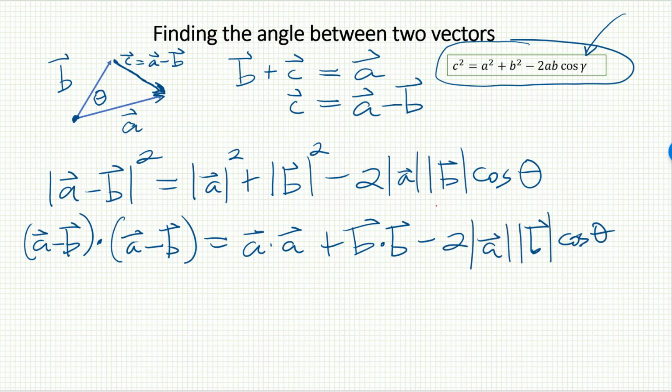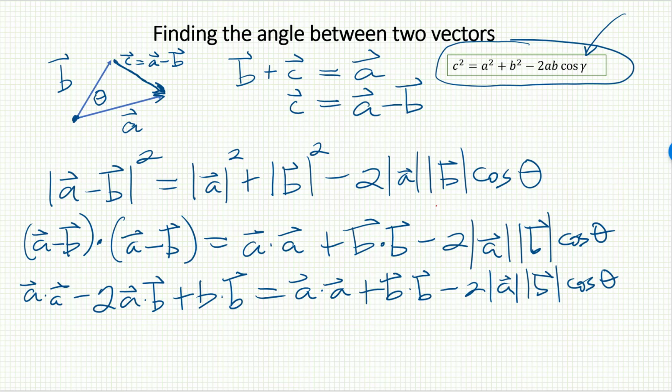And then look at the left side. It looks like a FOIL problem, and it is. The dot product is a product. It is distributive. And so let's go ahead and FOIL this out. I would have A dot A from the first part. The inner and outer are each going to give me A dot B, so I'll have minus 2 A dot B, and then plus B dot B, leaving the right side unchanged. Well, now this works out quite nicely. I have an A dot A I can subtract out on both sides. I have a B dot B I can subtract out on both sides.